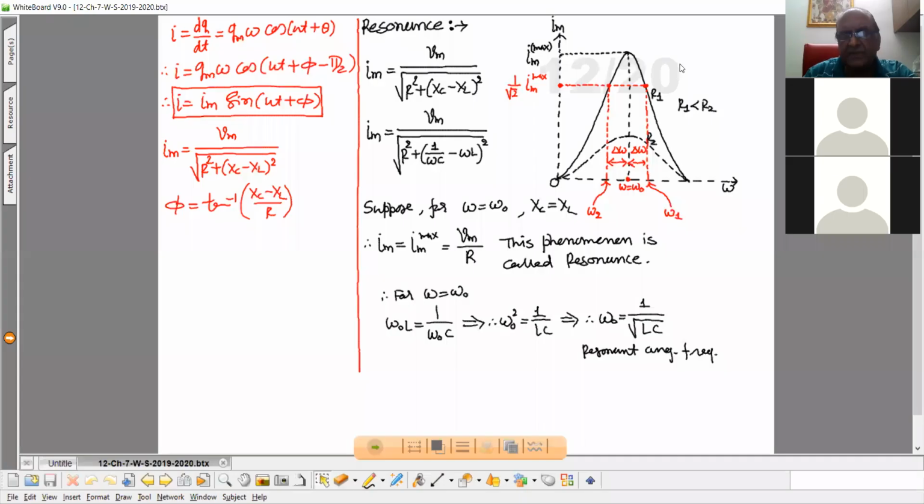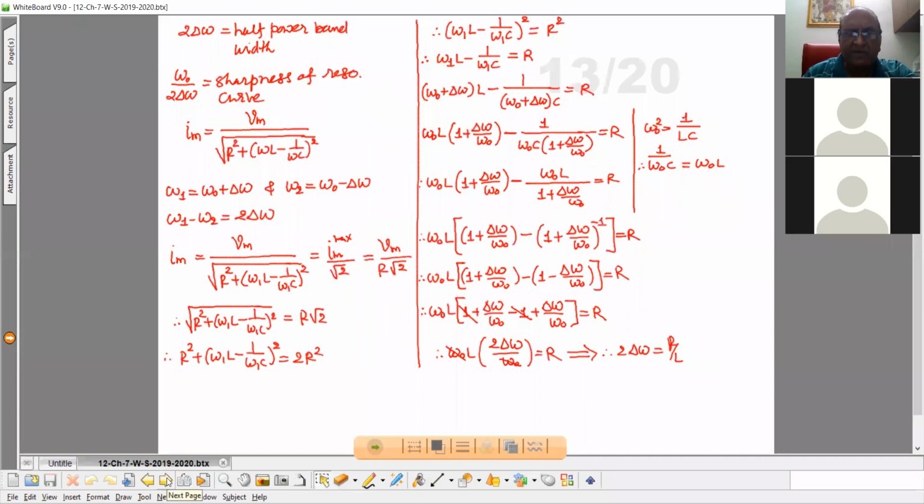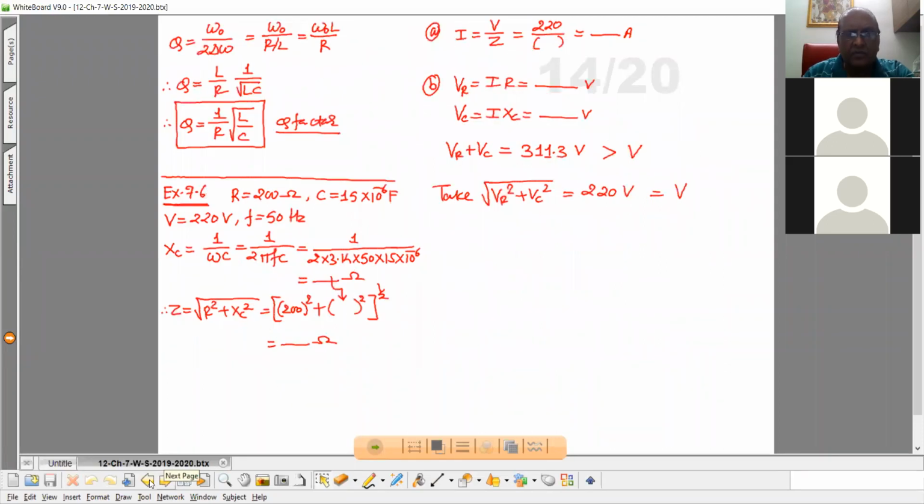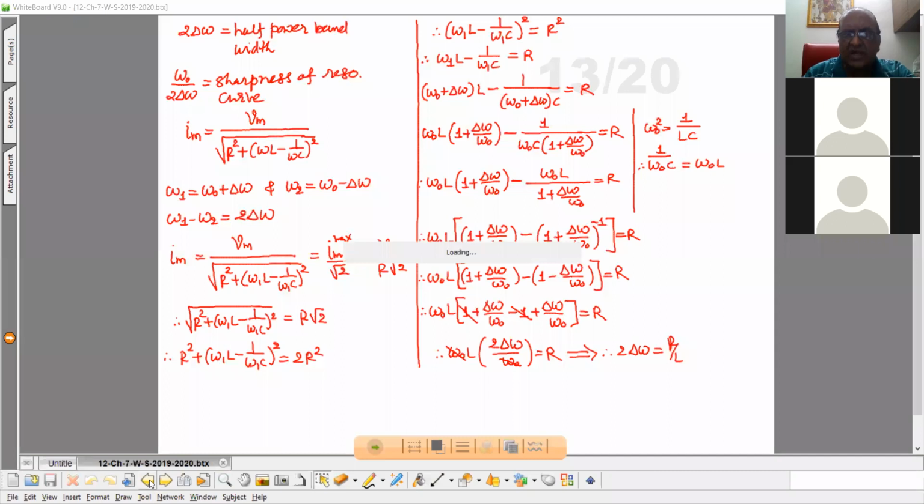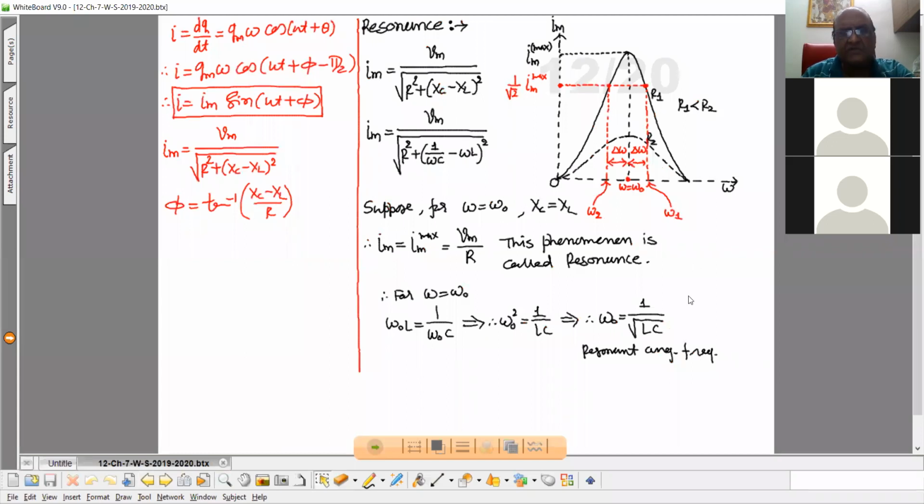Clear? So here Im maximum is associated with this peak of the resonant curve, that is for angular frequency omega equal to omega 0. Now see here, we have to first take half power bandwidth. Half power bandwidth, that is 2 delta omega. 2 delta omega, that is called half power bandwidth. And half power bandwidth means what?